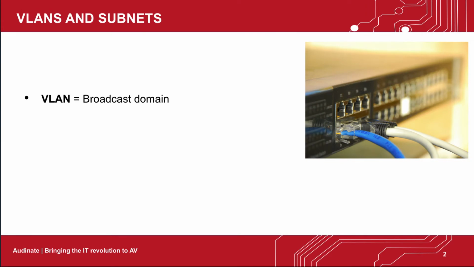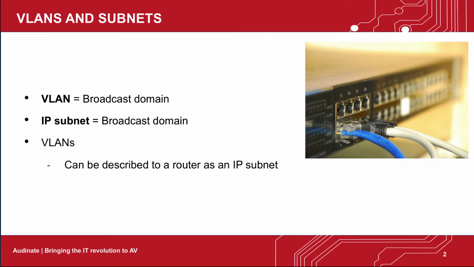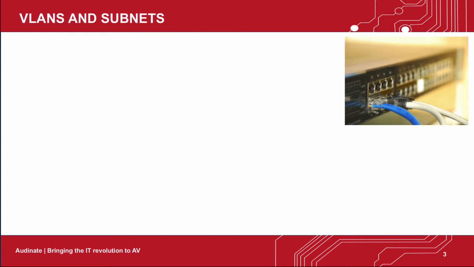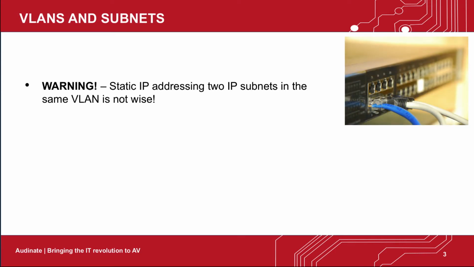A single VLAN is a single broadcast domain. An IP subnet is also a broadcast domain. A VLAN can therefore be described to a router as an IP subnet. A word of caution: static IP addressing two IP subnets in the same VLAN is not wise.